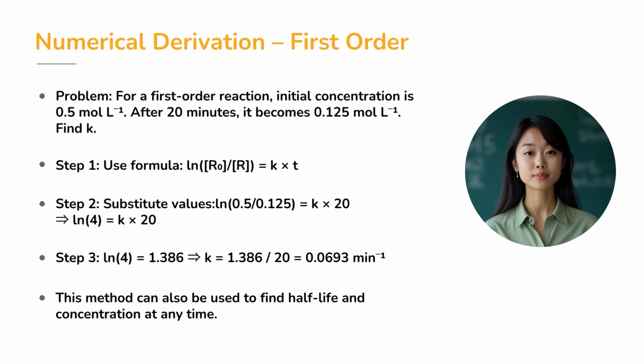0.0693 per minute. This tells us how fast the reaction is proceeding and gives insight into half-life and future concentration calculations too. That's the power of integrated rate laws, turning experimental numbers into kinetic clarity.